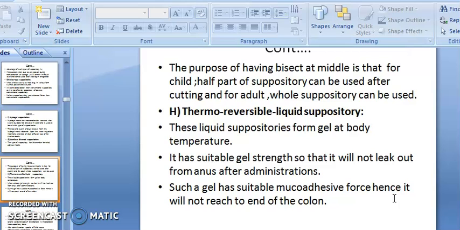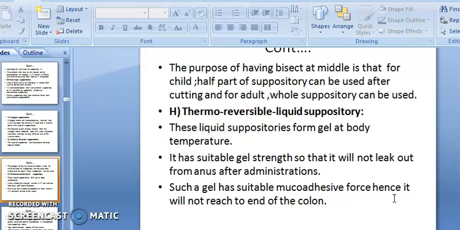In this video we discuss thermoreversible liquid suppository. This liquid suppository forms a gel at body temperature. When we incorporate the suppository into the cavity, it gets into the form of a gel. It has a suitable gel strength so that it will not leak out from the anus after administration. It has the property of a gel, so it does not go back outside your anus.